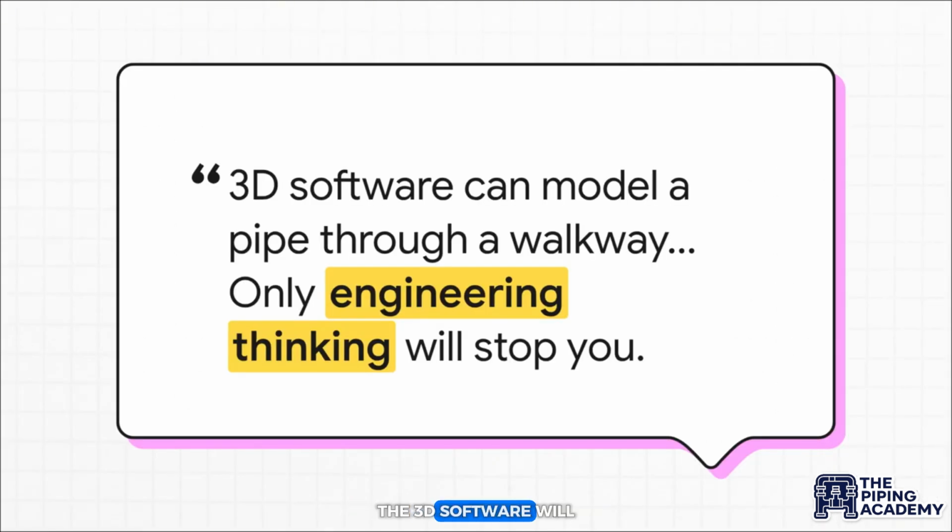So, here's the crucial point. The 3D software will happily let you model a pipe running straight through a walkway or blocking an emergency exit. The software will not stop you. It's just like a calculator. It can perform the math perfectly, but it has no idea if the equation you gave it was the right one to begin with. Only your engineering thinking will prevent a critical error like that.